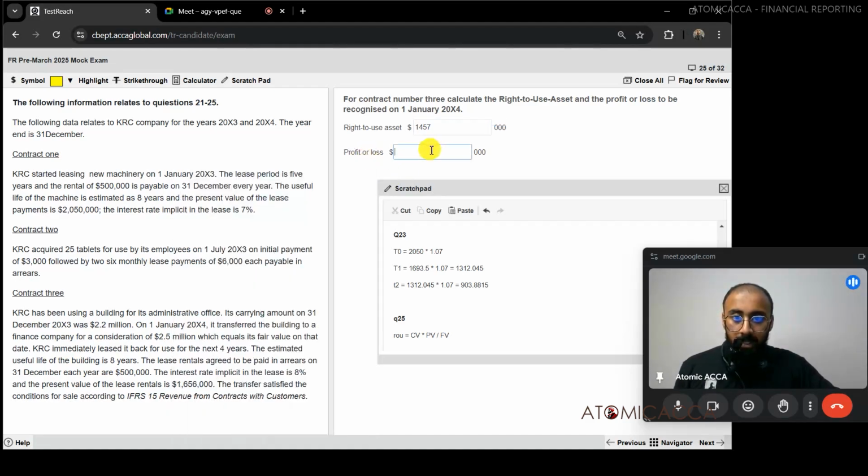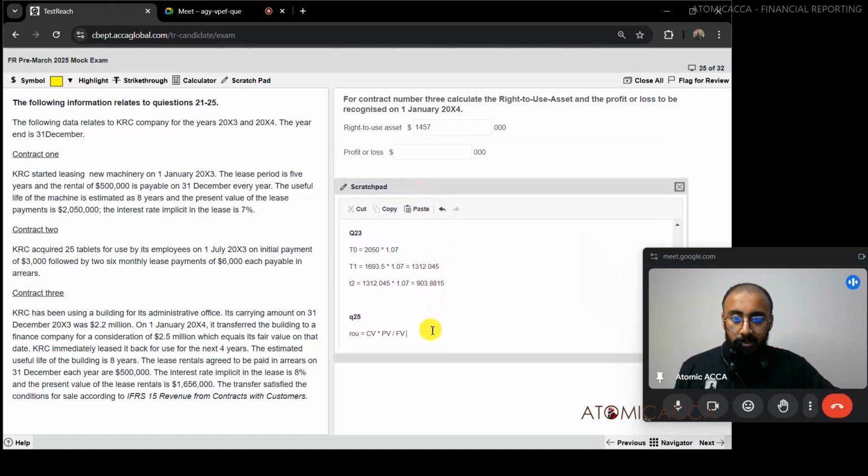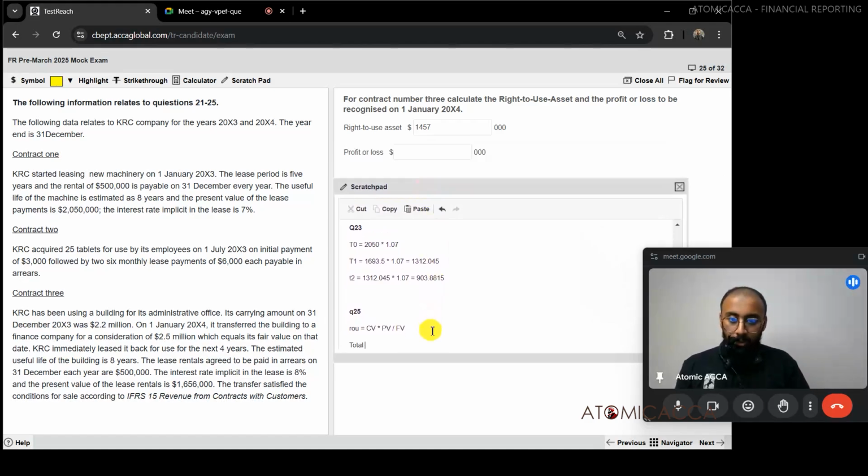So that is done. Profit or loss has 3 steps to calculate. First, you have to get the total profit. Total profit is equal to 2.5 million minus 2.2 million. That's fair value minus carrying value. That's equal to 300k.